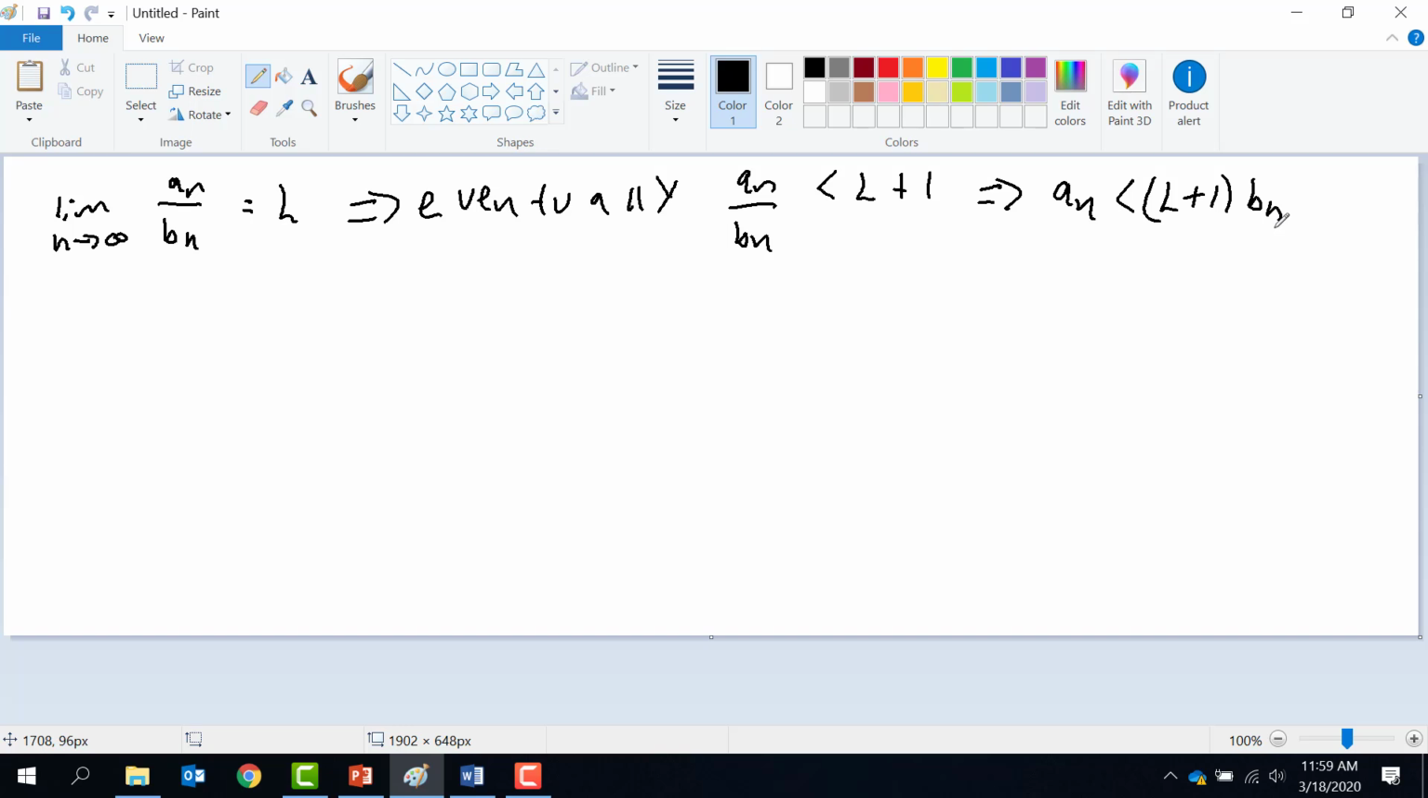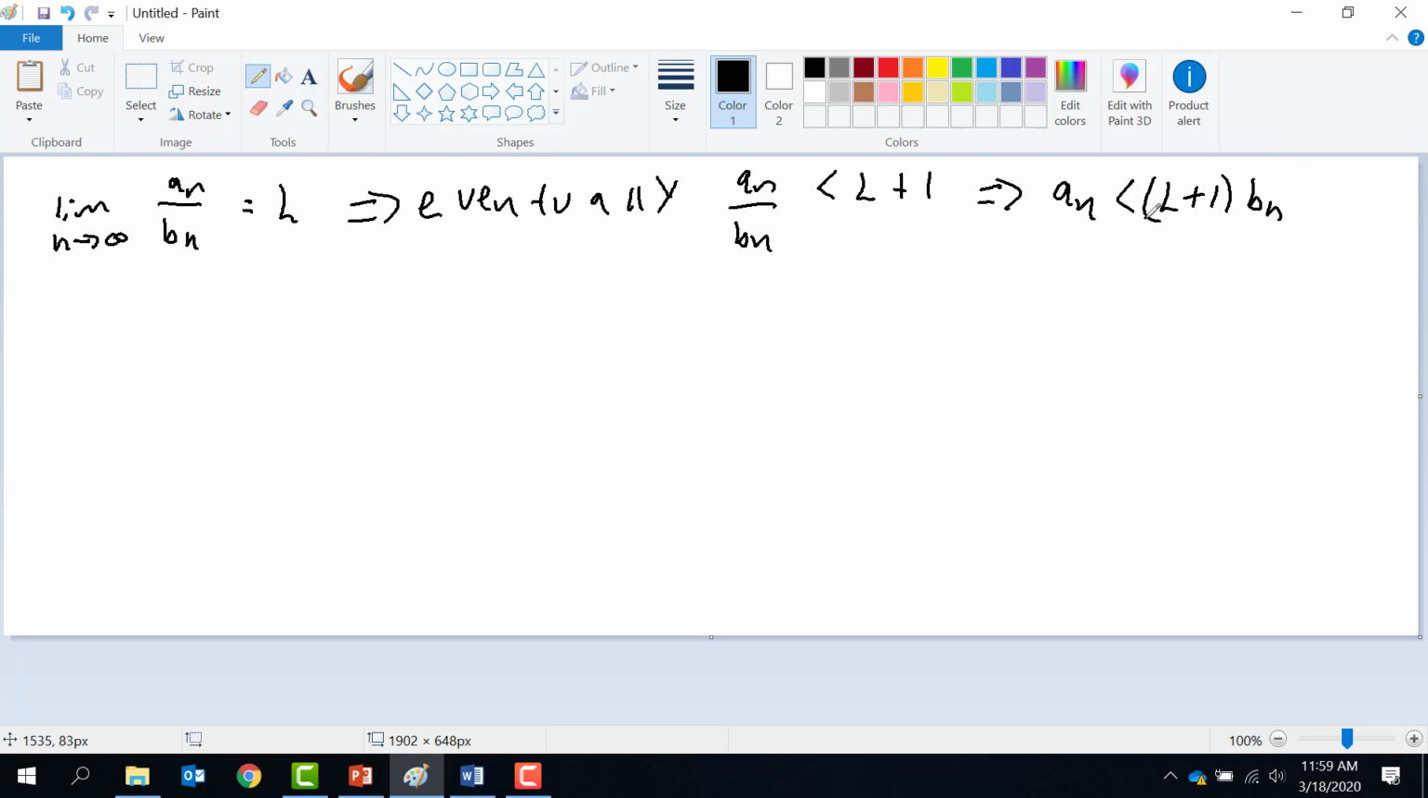And then again, we're in the basic comparison test, except that it doesn't have to happen for all terms. It happens eventually. And so then if b sub n converges, then this constant times b sub n will converge. And a sub n is less than that, well then a sub n is going to converge.